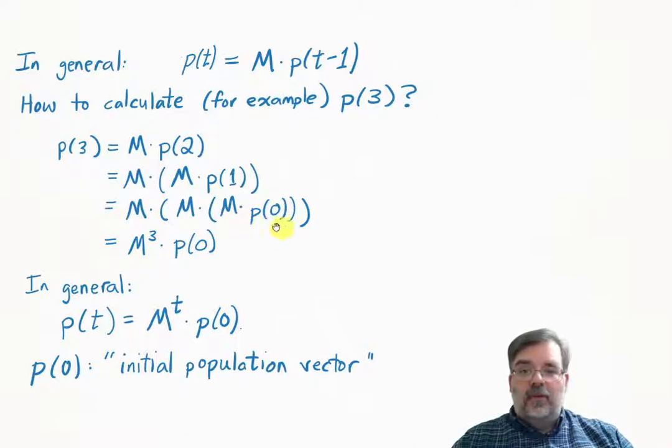Time starts at 0. And so, if you gather these M's together, notice there's 3 of them. The population at time 3, you can think of as M cubed times the population at time 0. And this pattern holds for really any number, not just 3. In general, to calculate the population at time t, you could also think of that as the matrix to the tth power times p of 0. Sometimes p of 0 is called the initial population vector, the number of creatures living in each one of those areas.